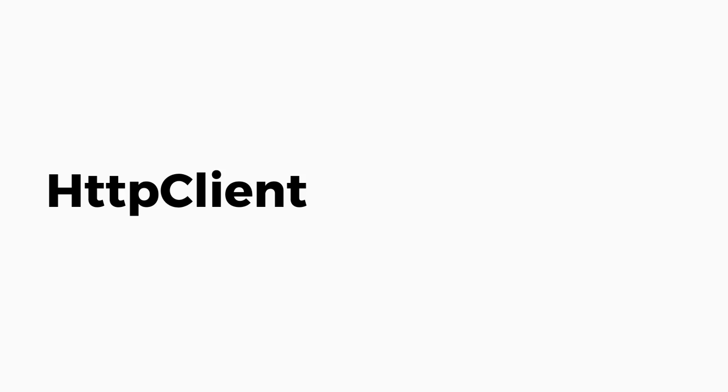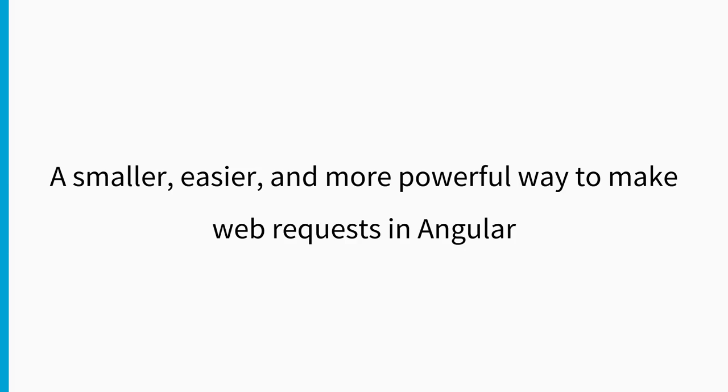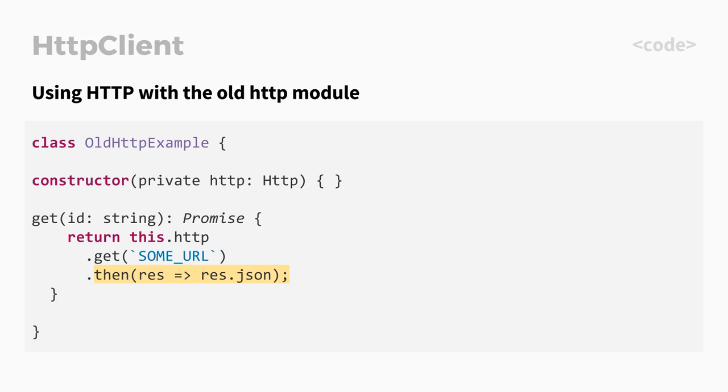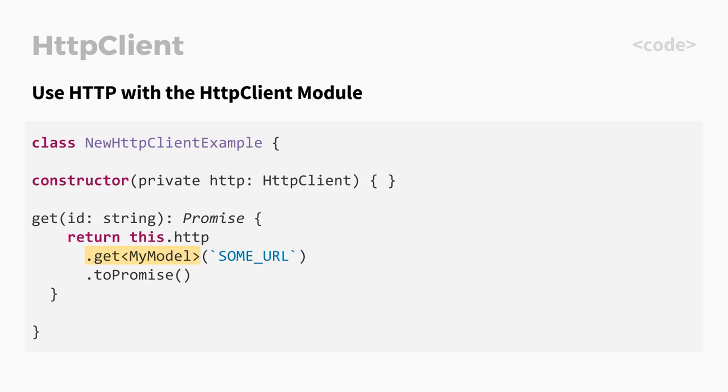The HTTP client. It's a smaller, easier, and more powerful way to make web requests in Angular. The new HTTP client has gotten some great praise from developers, so we're now recommending the HTTP client for all applications, and deprecating the previous Angular HTTP service. With the old HTTP module, you needed to transform every request to JSON on your own. With the new HTTP client, JSON is now the default response. You are also able to use the generic get function to define the structure of your response.